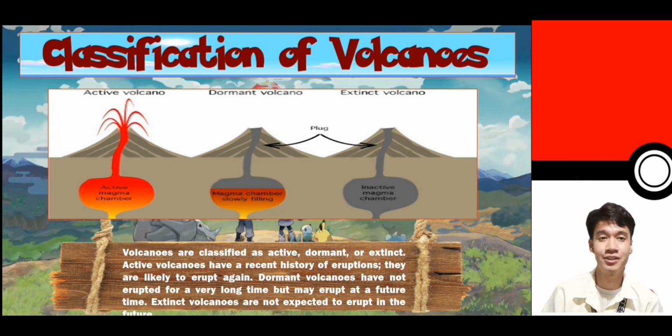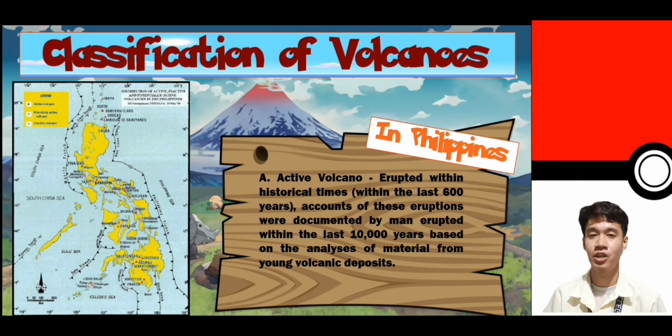The Philippines also has a classification of volcanoes. The Philippine Institute of Volcanology and Seismology, or PHIVOLCS, classifies volcanoes according to their eruptive history. The first one is active volcano. Active volcanoes erupted within historical times, within the last 600 years. Accounts of these eruptions were documented by man. They also include volcanoes that erupted within the last 10,000 years based on the analysis of material from young volcanic deposits.